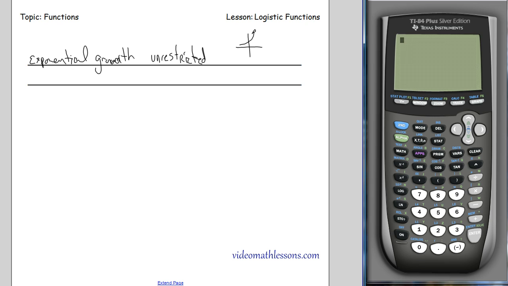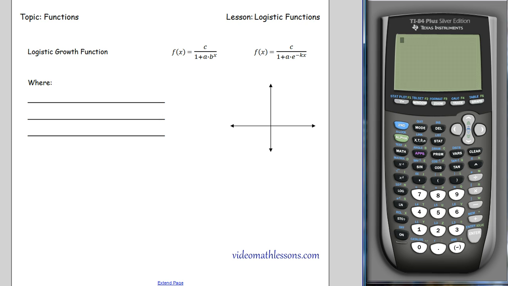So what happens is, if there's a limit upstairs, if there is a limit to the growth, it is bounded. And that's the case we're going to have tonight. It's called bounded. So that's what we're going to have tonight with the logistic functions. So let's take a look at an example.